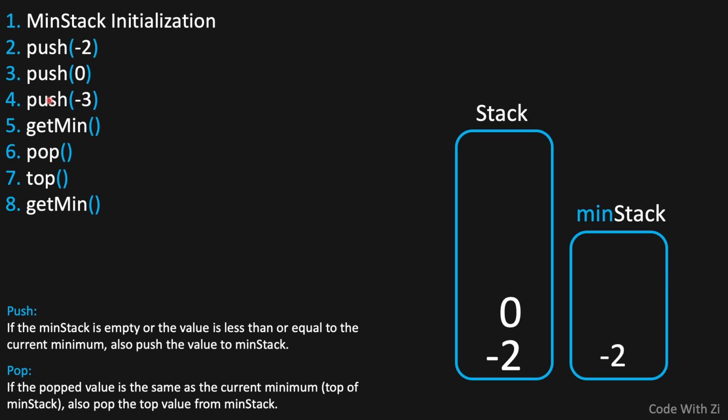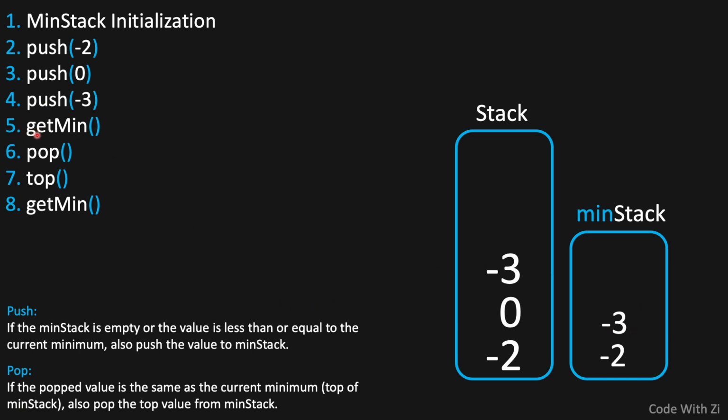And then we have push -3. Well, again, we push it to our stack and then check the rules for our min_stack. We're going to say if the min_stack is empty, it's not, or if the current value, which is -3, is less than or equal to the current minimum. Current minimum is -2, -3 is smaller than -2, so we're going to push it here as well. Now, the minimum is -3, and then we're going to have get min.